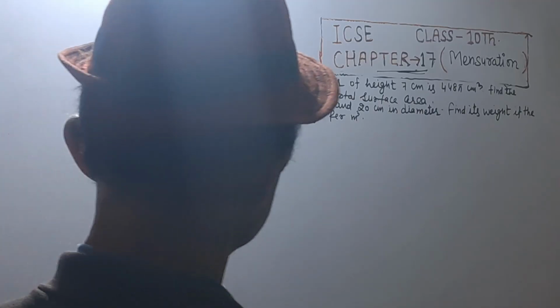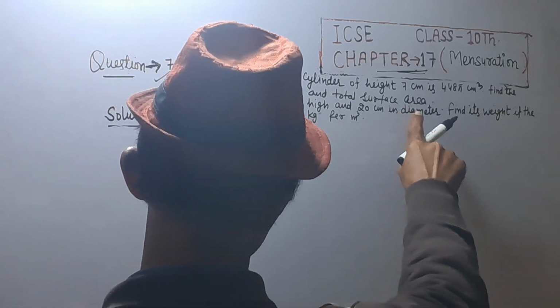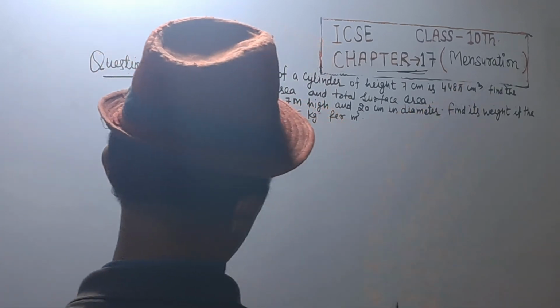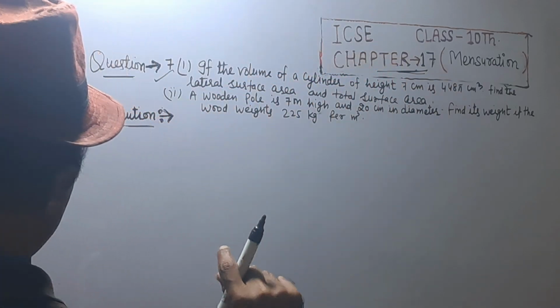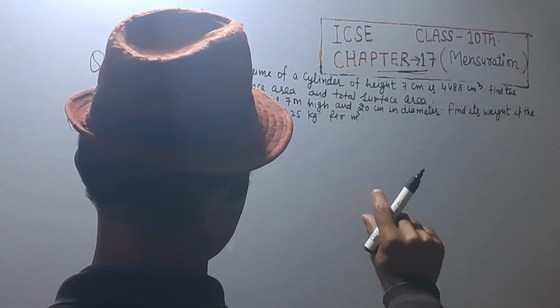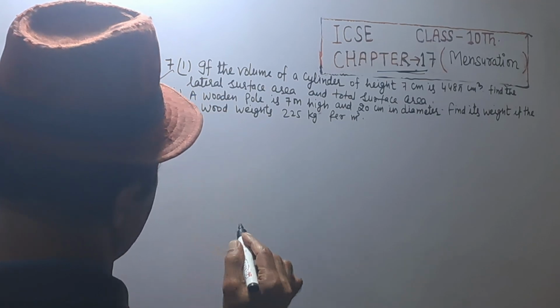Question number 7, first part. If the volume of a cylinder of height 7 cm is 448 pi centimeter cube, find the lateral surface area and total surface area. Solution, first part.